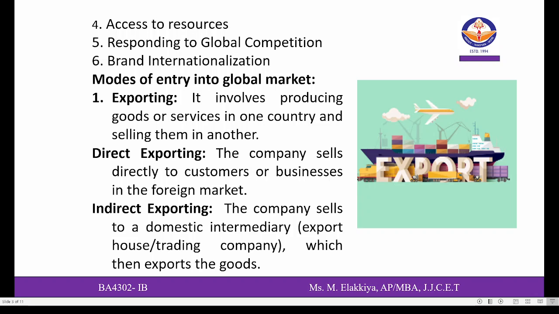There are various modes of entry into the global market, and the first one is exporting, that is it involves producing your goods or services in one country and then selling them into another country. The types of exporting include direct exporting and indirect exporting. If the company sells their products to customers without any intermediaries, then it is called direct exporting. And if any intermediaries are involved in the exporting process, it is called indirect exporting. That intermediary might be an export house or a trading company which helps in the exporting process.